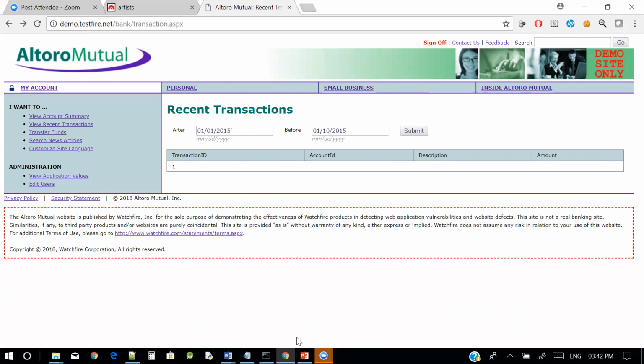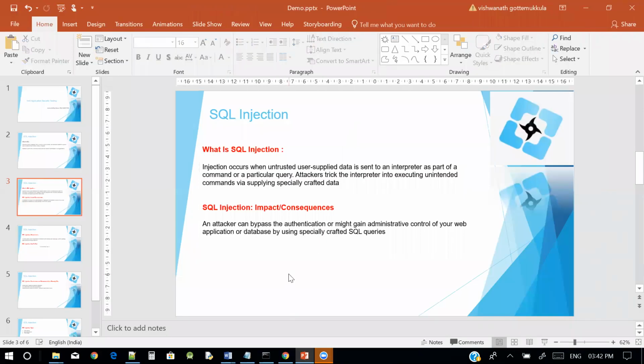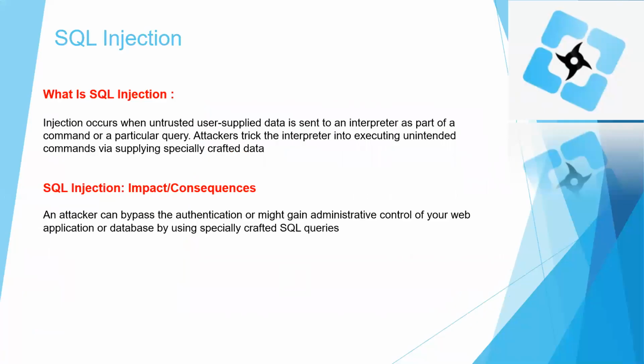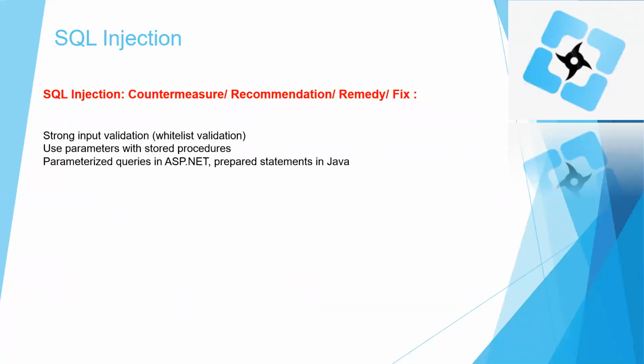Okay, so now we know what the SQL injection vulnerability is, what the consequences are, and where to test: on all the places where the application is interacting with the database. And how to test, we have studied about these things. Now the most important thing is the fix.